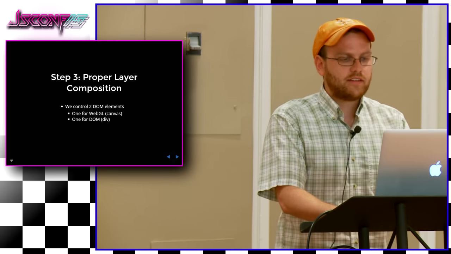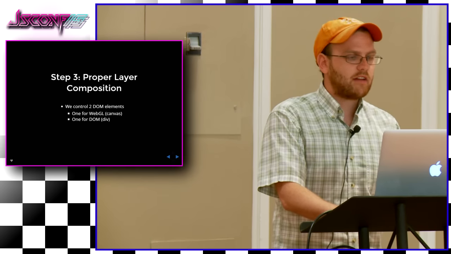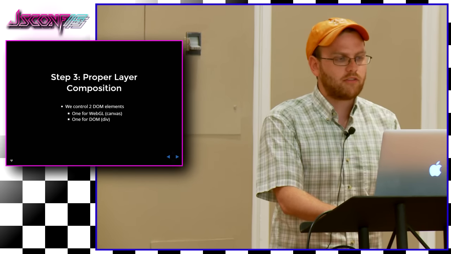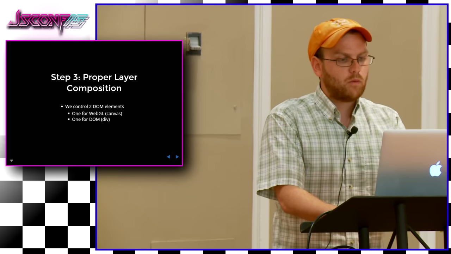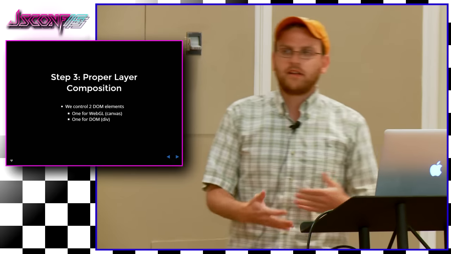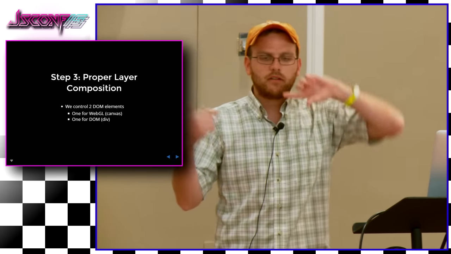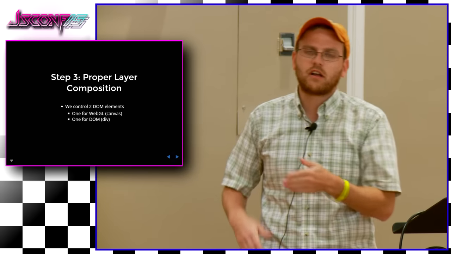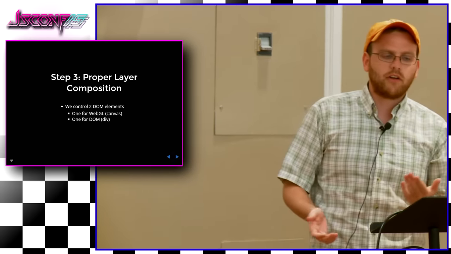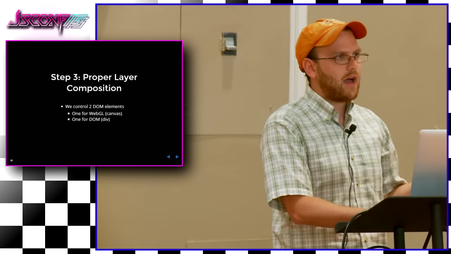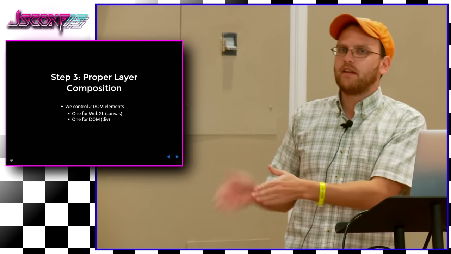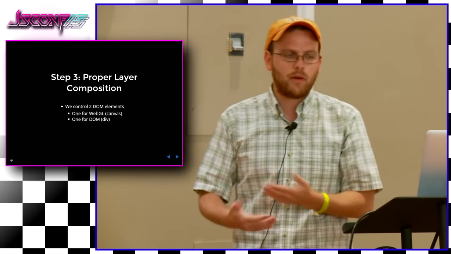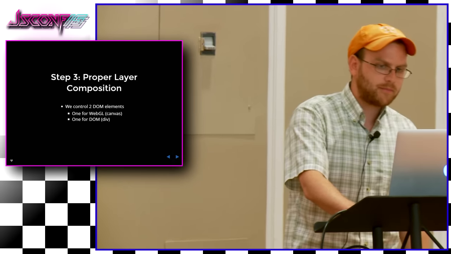So the third step in this is the proper layer composition, and this is kind of the biggest part of what we do. The thing is that we have two elements that we control pretty much. So you put a little Famous application somewhere, and we have a canvas where we put all of our GL content, and we have a div where we put all of our DOM content. So how do we get it so that DOM can both be in front and in back of the WebGL? It seems like it couldn't be possible.